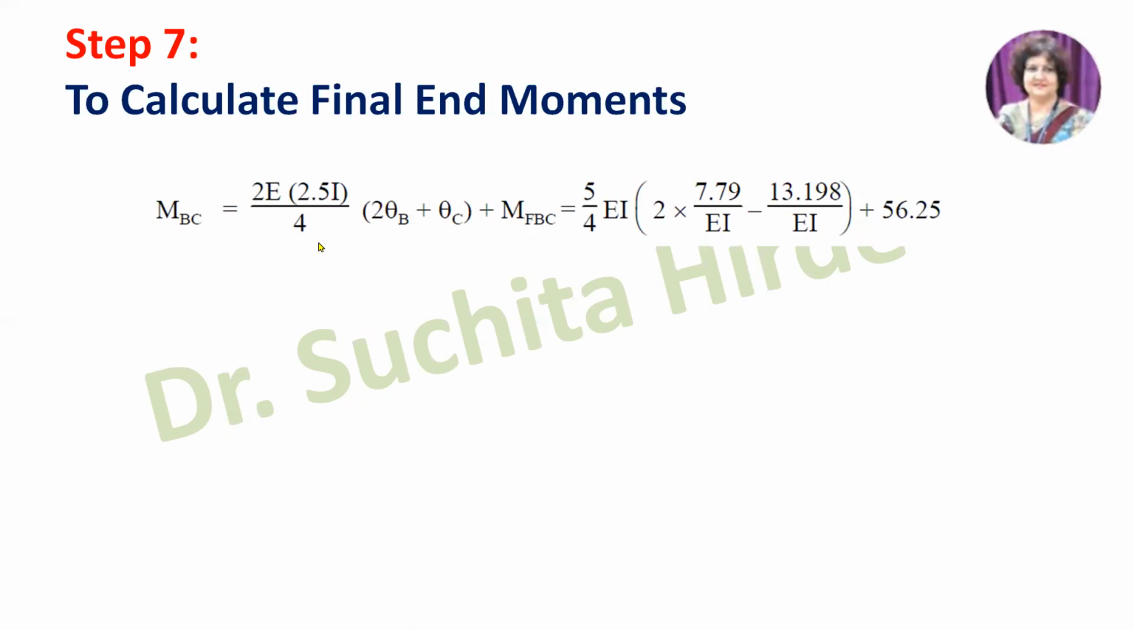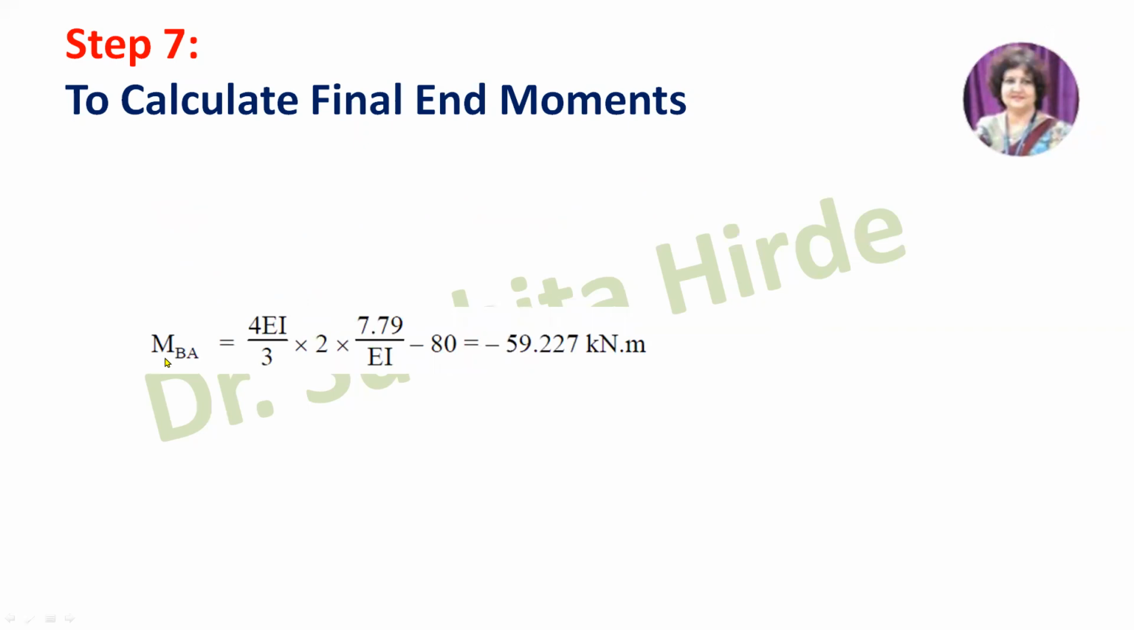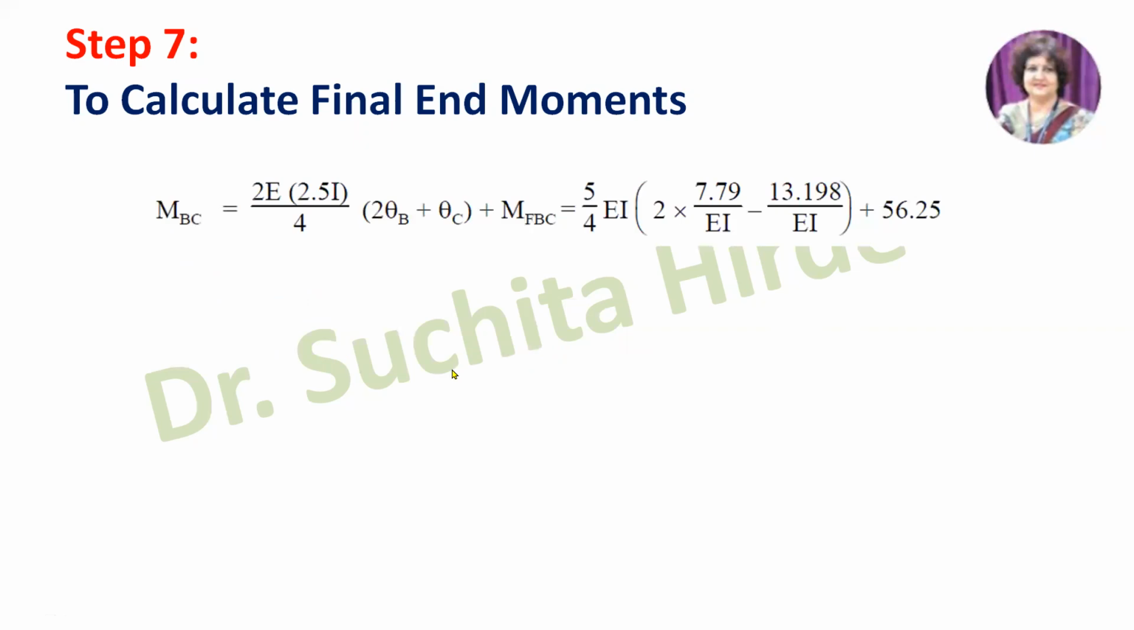MBC is 2 EI by L times twice theta B plus theta C. We have calculated theta B and theta C, so we substitute here, substitute the fixed end moment and calculate the final moment in member BC. MBC means moment at B whose far end is C, which is 59.22. If you see here, MBA was minus 59.22, so you must get MBC as plus 59.22. That means the summation of moment at the joint must be 0.